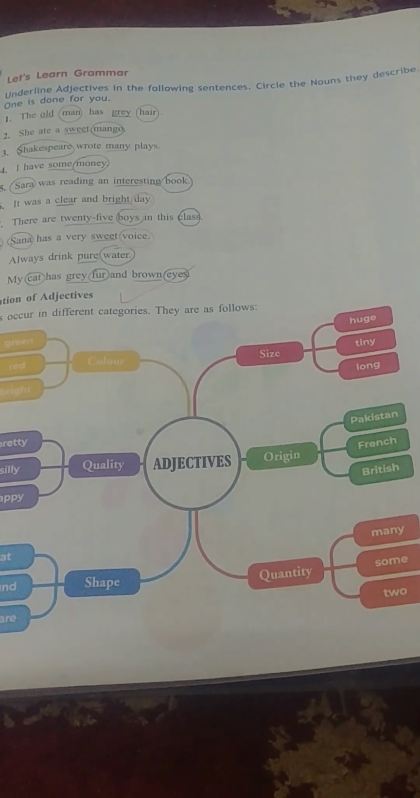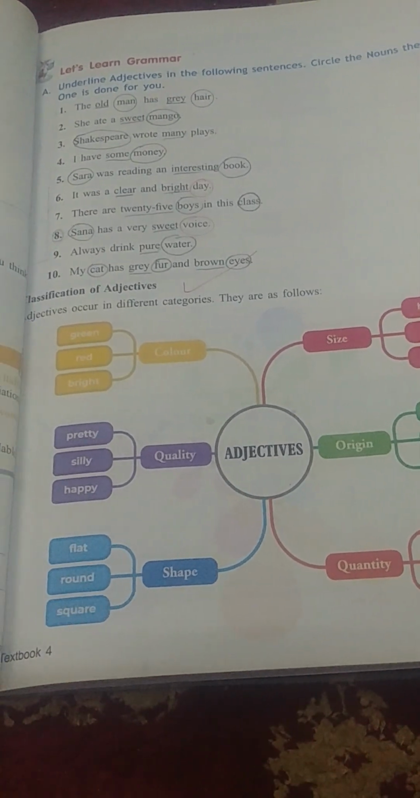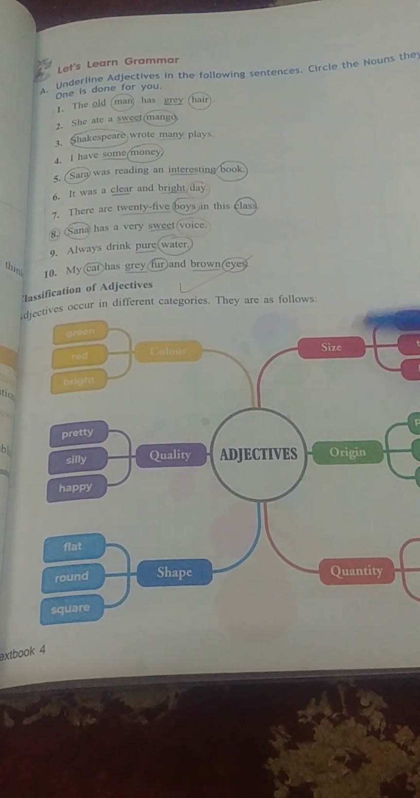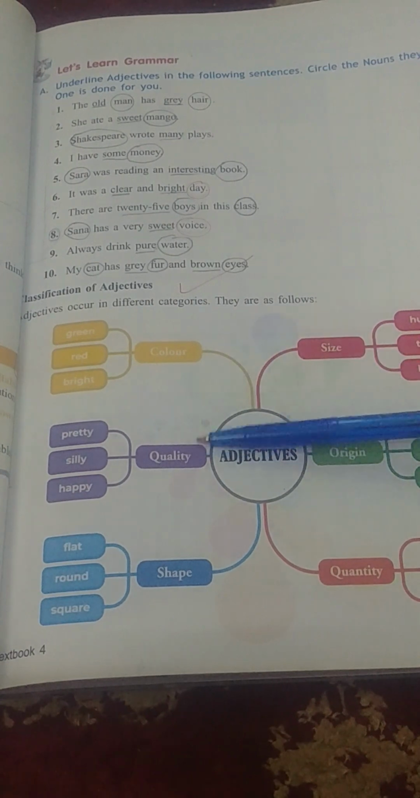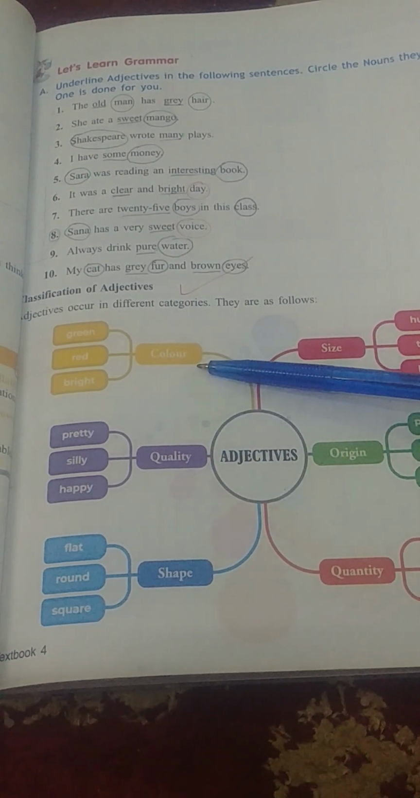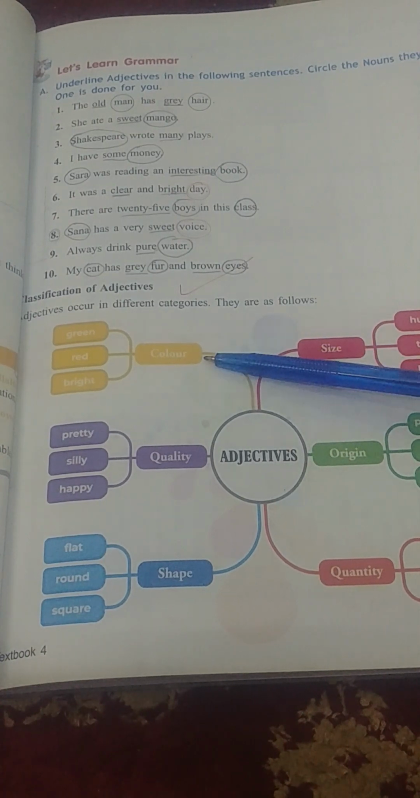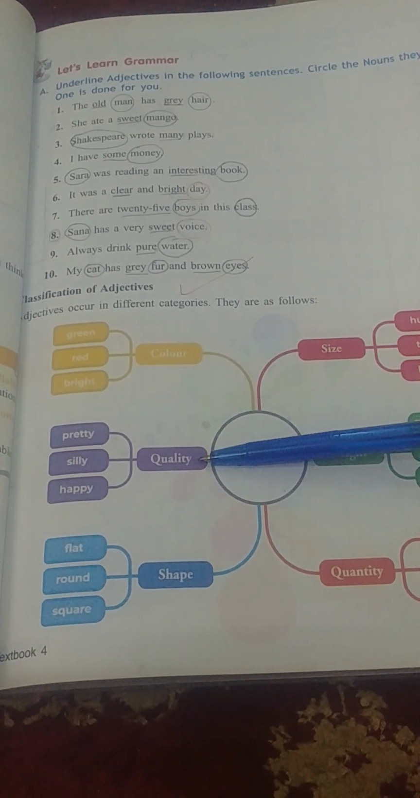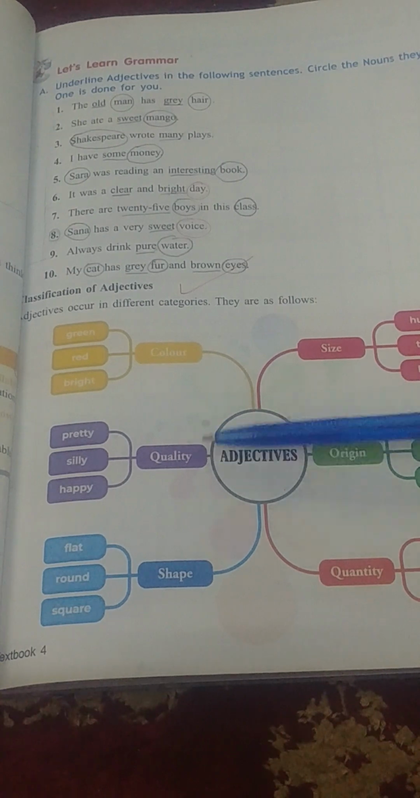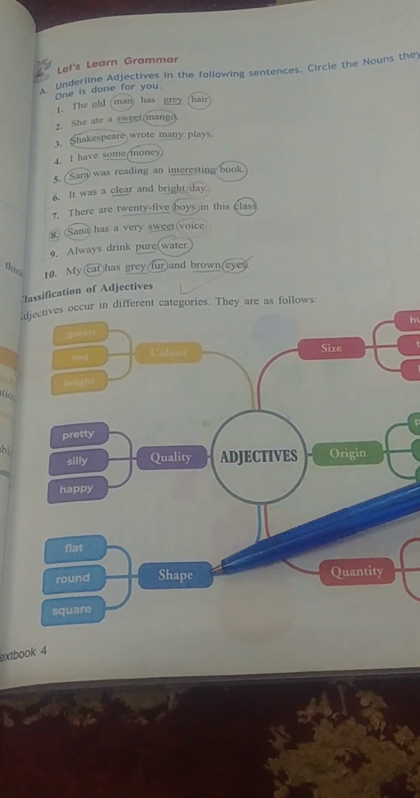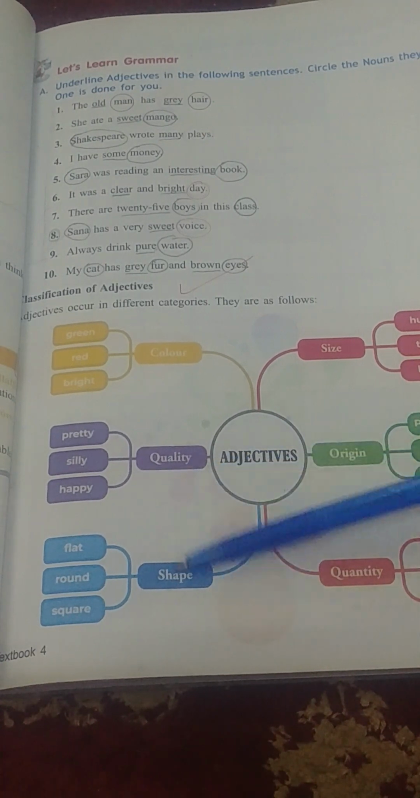So, classification of adjectives. Adjectives occur in different categories. They are as follows, as you can see. Names of the colors are adjectives, for example gray, red, pink, black. These are adjectives. Qualities: pretty, silly, happy. These are the adjectives. Shapes: flat, round, square, circle, triangle. These are the adjectives.